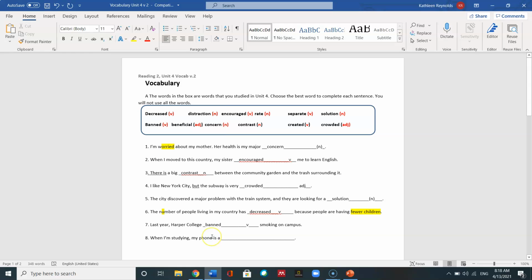Okay, last one. When I am studying, my phone is a something, and again we need a noun because we have "a." So my phone is a distraction, something that takes my attention, or rate. Hopefully you know that your phone is a distraction when you are studying. At least it is for me.